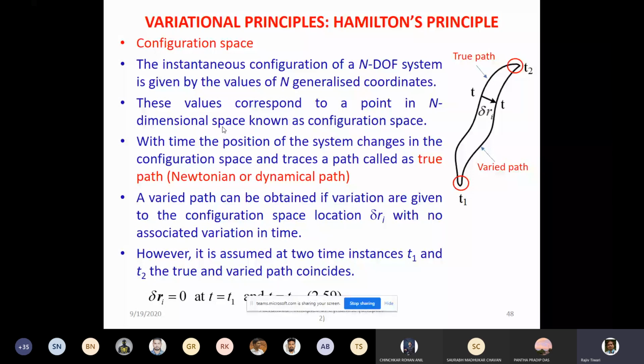When we talk about the generalized coordinates, what is the value at a particular time? They will have some values. Those will be kept in an n-dimensional vector, and that vector in configuration space will give us a point.